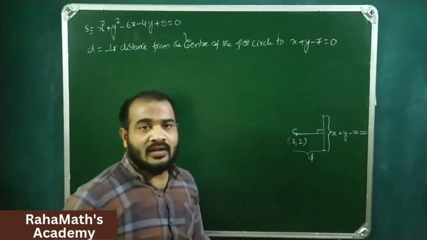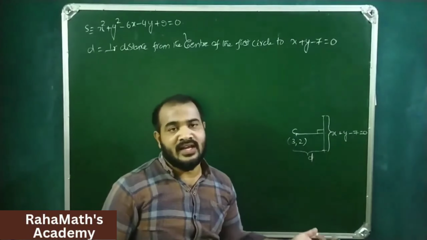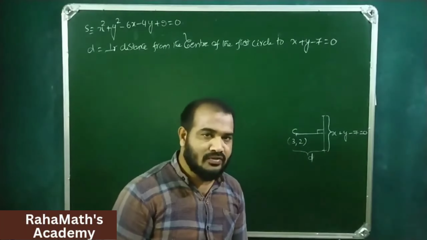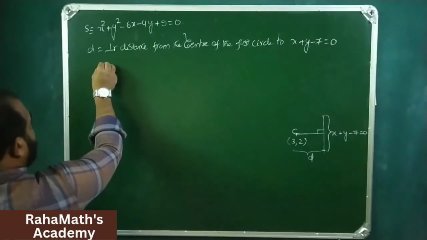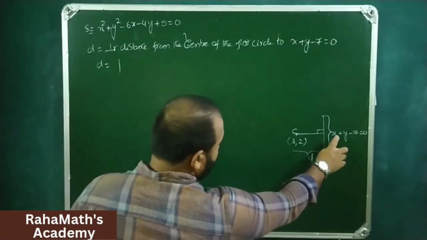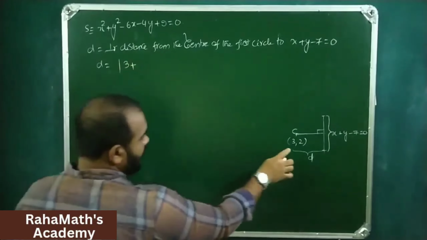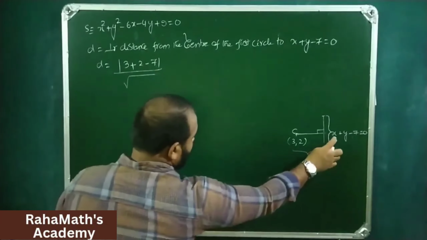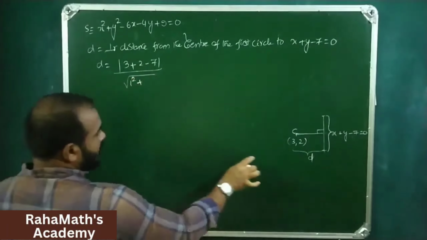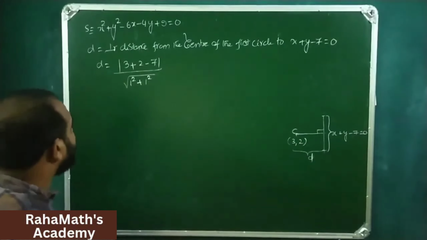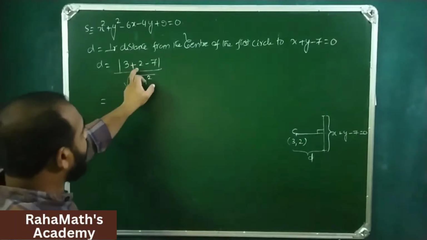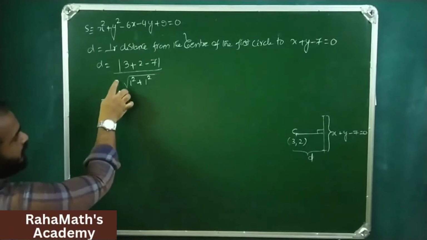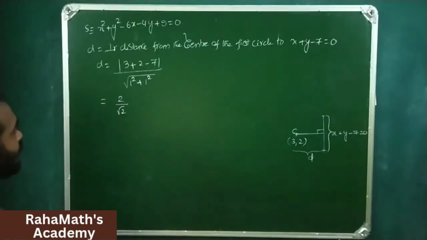We know earlier that the perpendicular distance from P(x1, y1) to the line ax plus by plus c equals to 0 is modulus of ax1 plus by1 plus c by square root of a square plus b square. So in that way, D is equal to modulus of 3 plus 2 minus 7 by square root of 1 square plus 1 square. So this is equal to 3 plus 2 is 5, 5 minus 7 is minus 2, by root 2. Since it is a modulus, minus will be taken positive.